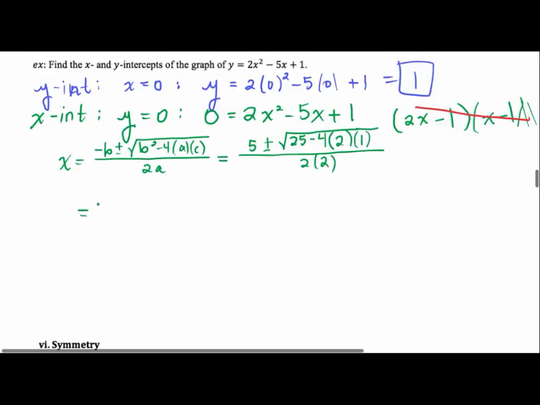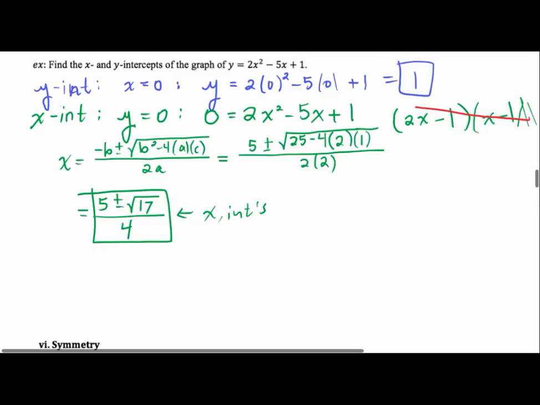What do we get under the radical? 17. Does that simplify? No, that's prime. So that's not going to reduce at all. So those are your two x-intercepts. I should probably label x-intercepts. Or if you want, you could write it as, this is the x-coordinate, so it would be that comma 0, that comma 0.